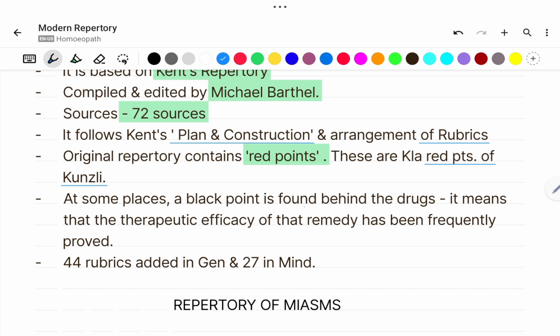At some places, black points are found behind the drugs. And what does it mean? It means therapeutic efficacy of that remedy has been frequently proved. So the drugs which have a black point behind them are frequently proved. There are 44 main rubrics added in generalities and 27 added in mind.